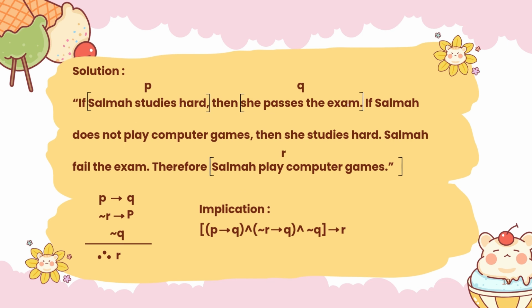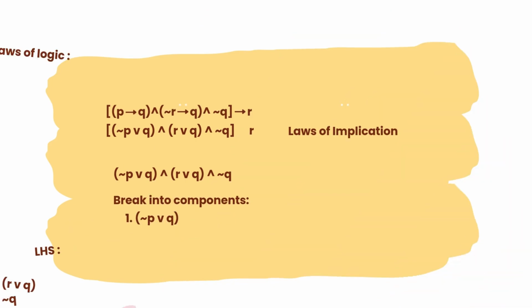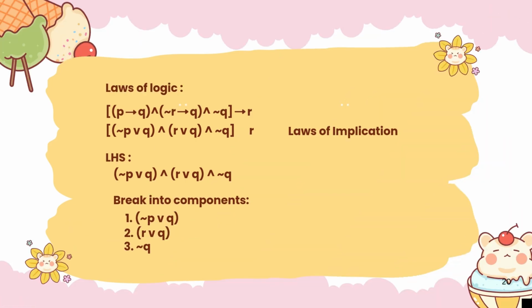Now, from the discoveries in the statement, we can conclude that P implies Q and negation R implies P and negation Q implies R. These are the solution.